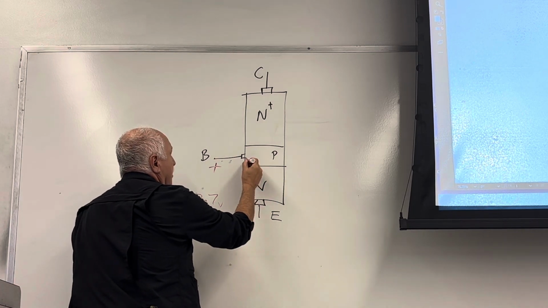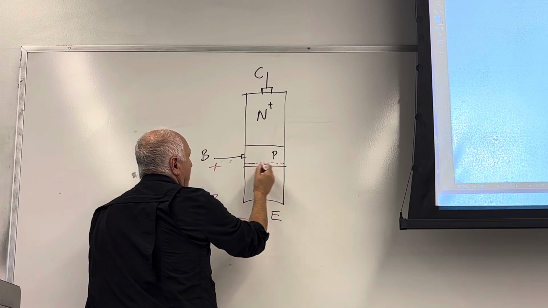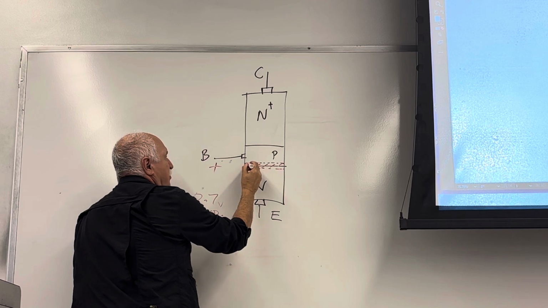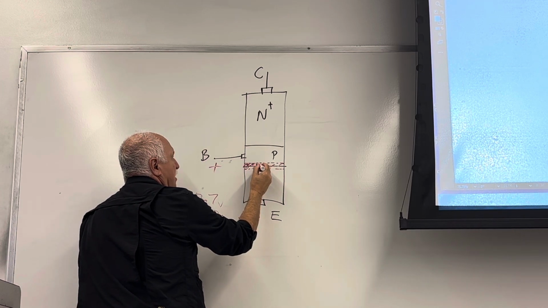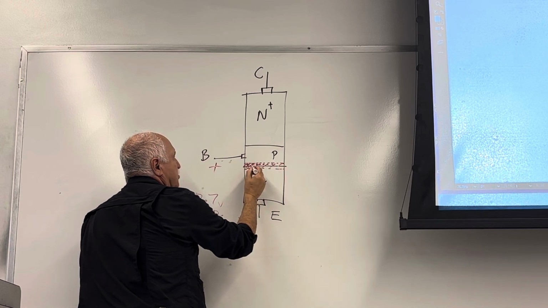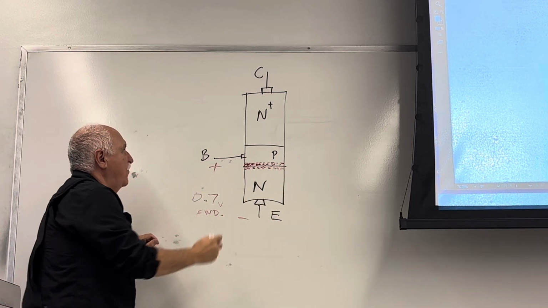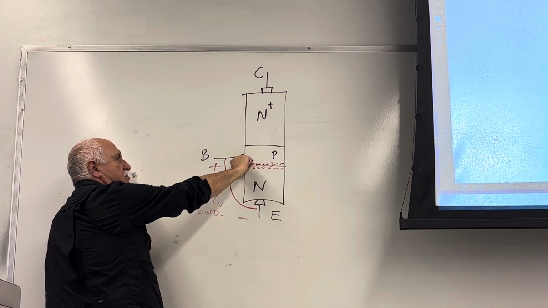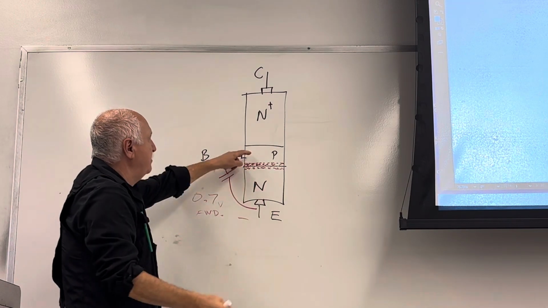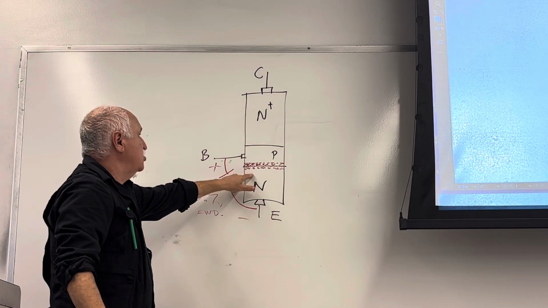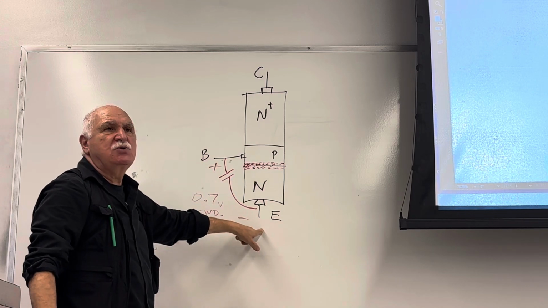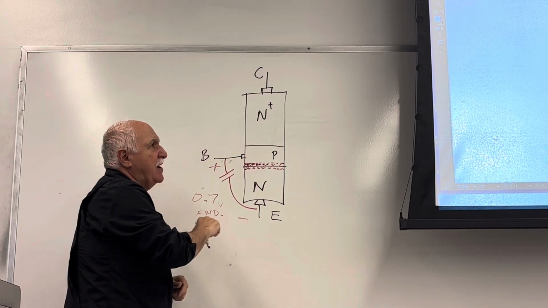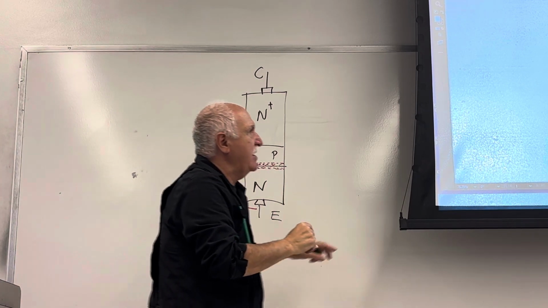So this junction has a depletion layer which is very narrow. It has positive charge on one side, negative charge on the other side, and it forms a capacitance between the base and the emitter. This sandwich layer between the P and the N is a forward junction because B is positive with respect to the E. 0.7 is a positive voltage, so you get a forward voltage. This capacitance is called C pi.